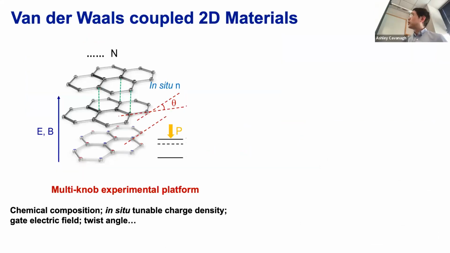As someone who has been working on two-dimensional materials for my whole career so far, we think this van der Waals coupled 2D material is a nice platform to engineer and study electron correlation. Because there's no chemical bonding between layers, you can assemble these van der Waals heterostructures by choosing the number of layers, the materials to put together, and sometimes give it a twist.